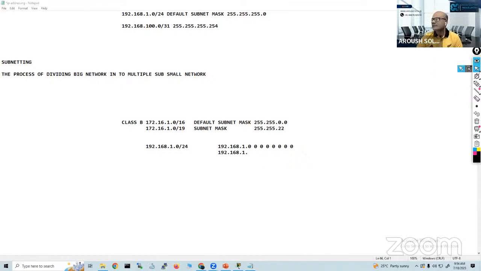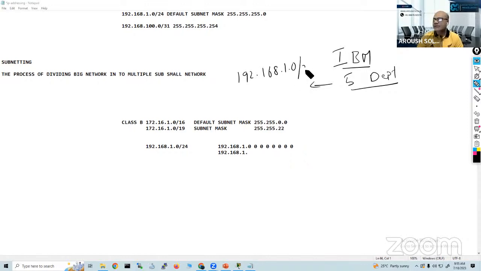Any questions, guys? Let me take one example. In my organization, say this is my company, IBM, I have 5 departments. My manager asked me to do the subnetting. So this is my IP address: 192.168.1.0 network /24. Lakshman, can you tell me what this 24 is?